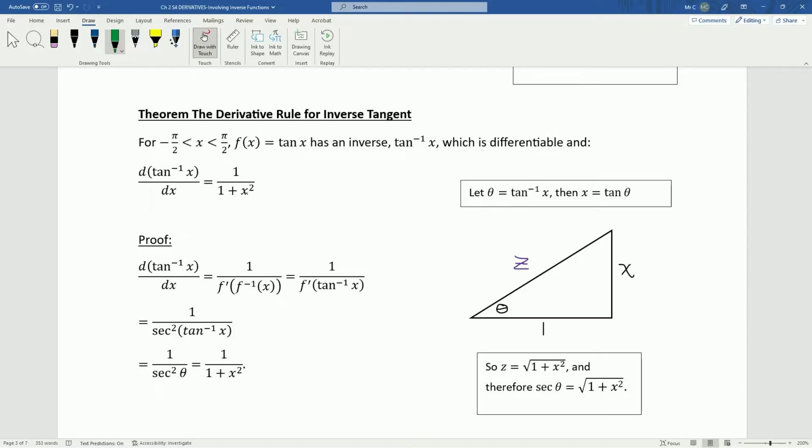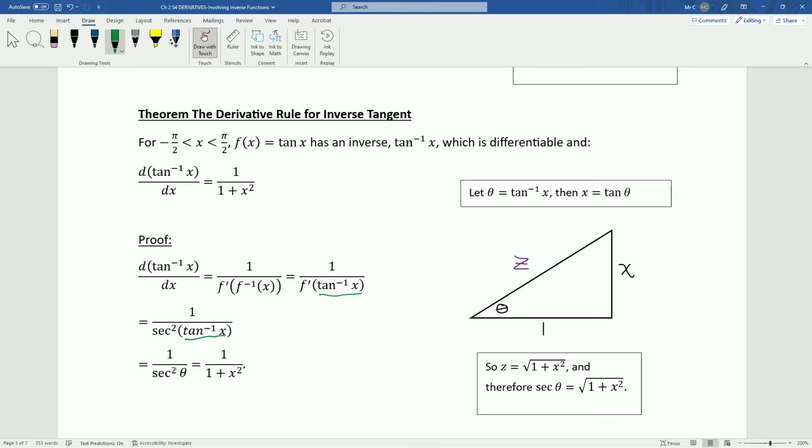So the proof is basically the same. The derivative of tangent inverse of x with respect to x is 1 over f prime of f inverse of x. F inverse of x is tangent inverse of x. The derivative of tangent is secant squared. So this is 1 over secant squared times tangent inverse of x.